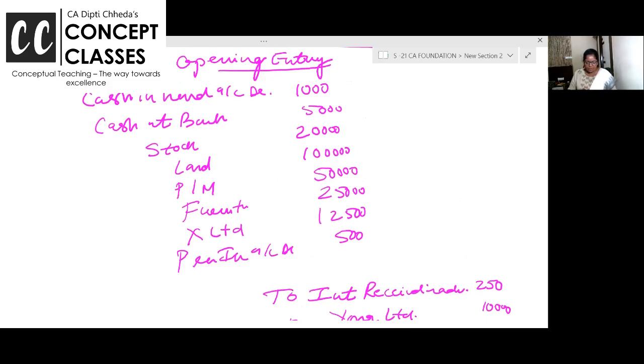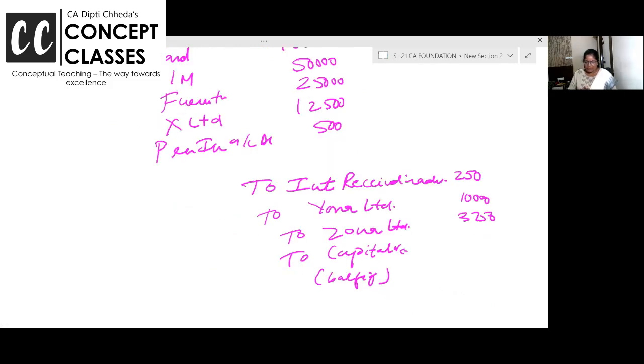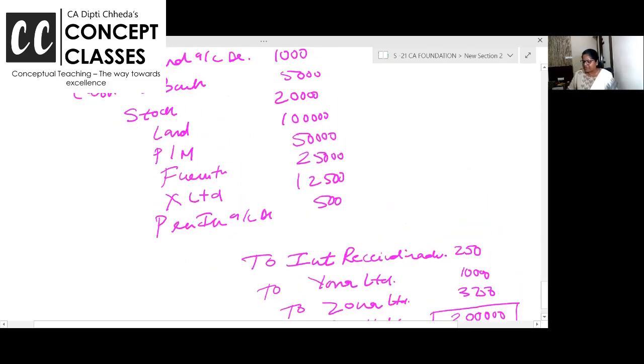1,000, 5,000, 20,000, 1 lakh, 50,000, 25,000, 1,200, 500, 2,14,000 minus 250. Don't balance. This is just journal entry. So don't write the totals. Just 3750. So what is the capital introduced? 2 lakh as the balancing figure. Take your time.